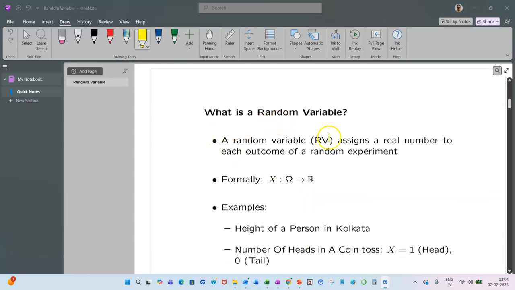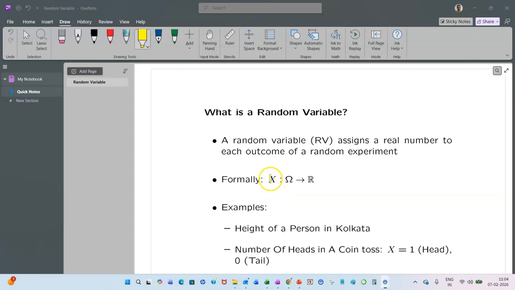A random variable RV assigns a real number to each outcome of a random experiment. Suppose we are considering the height of people in Kolkata, which varies between say 4 feet to 7 feet. So x denotes the height of a person in Kolkata. So x takes values between 4 and 7. The unit is feet. So that's a random variable. Observing the height of a person is a random experiment. So the outcomes are the values that are assigned to the random variable x.